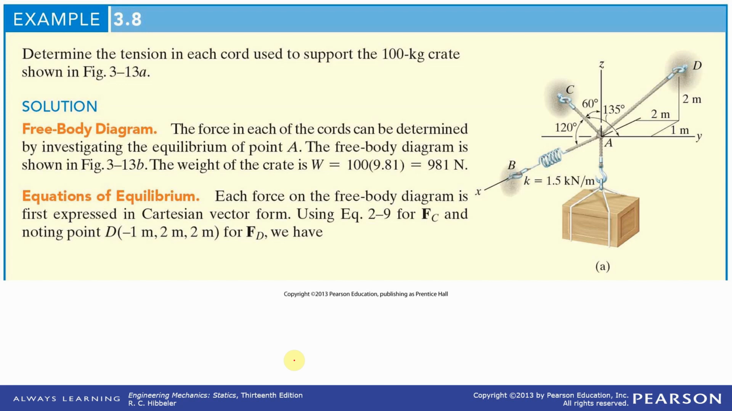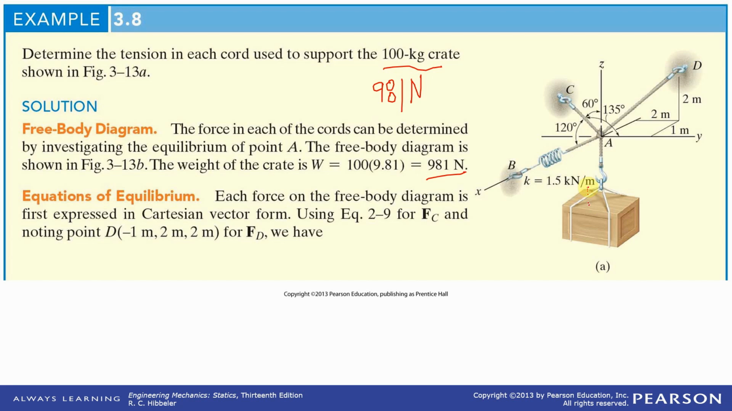Okay, let's take a look at this example. This is a three-dimensional example now. It's different than the other two-dimensional examples. The mass of the crate is 100 kilograms, which means it's 981 newtons.